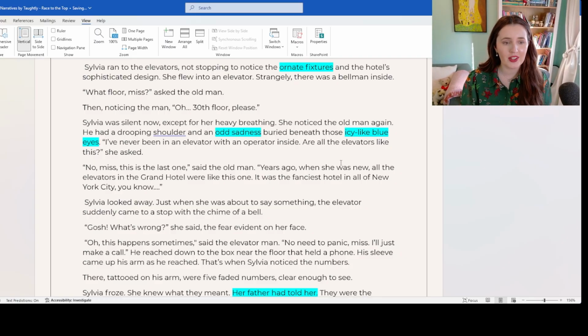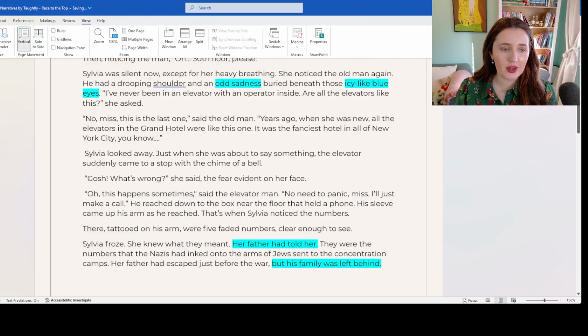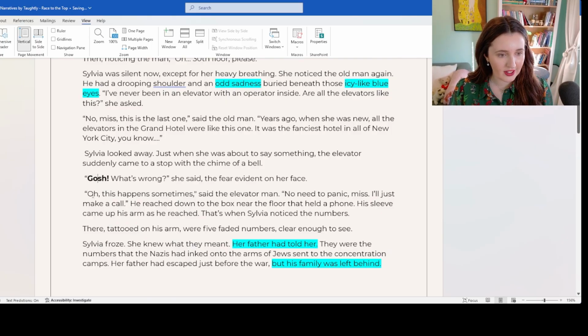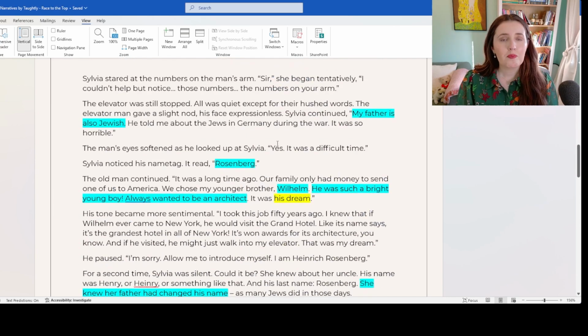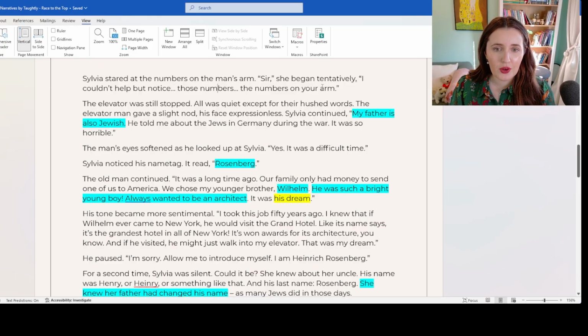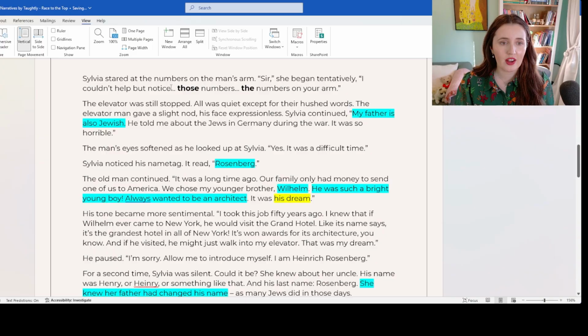So, for example, we've got some spoken words like, oh gosh, what's wrong? Oh, this happens sometimes. No need to panic, miss. So words that you would actually say when you're speaking. But also look, when Sylvia is trying to figure things out, we've got the use of ellipses to show the pause. So she says, I couldn't help but notice those numbers... the numbers on your arm. That's the way we actually speak, right? A little bit broken as we try to get our thoughts together. Those numbers, the numbers on your arm, and the ... there makes it feel very, very realistic.